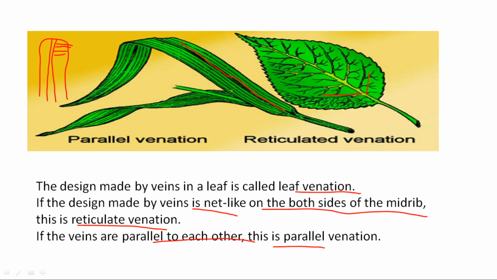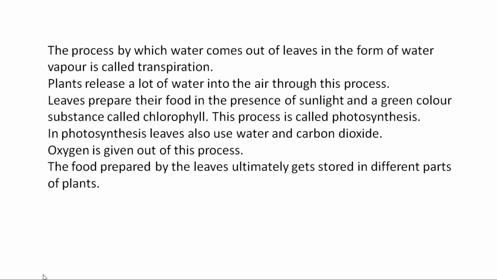If the veins are all parallel to each other, and look, all the veins are parallel in banana leaves also, you can see all the veins are parallel. Okay, that's why that is known as parallel venation. So these are the two types of venation according to the design made by veins. If veins are parallel, write parallel venation; if net-like, then that is reticulate venation. Okay, next move to next part.